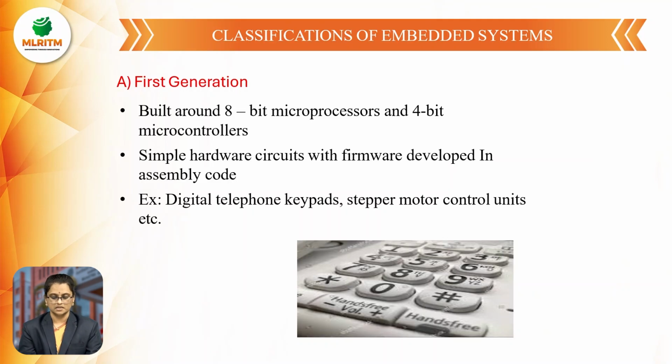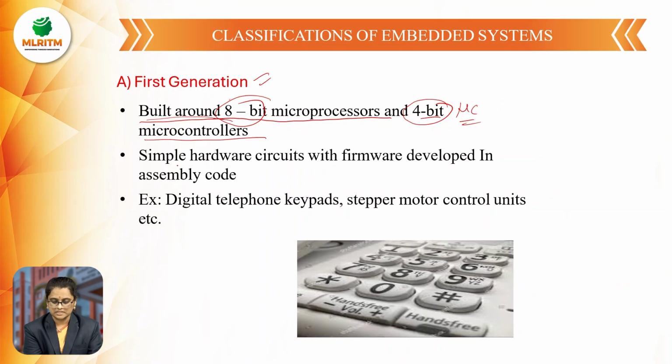Coming to the first generation, systems were built around 8-bit microprocessors and 4-bit microcontrollers. They used simple hardware circuits with firmware developed in assembly code. So the hardware and software used were simple. Examples of first generation are digital telephone keypads and stepper motor control units. This is the picture of a digital telephone keypad.